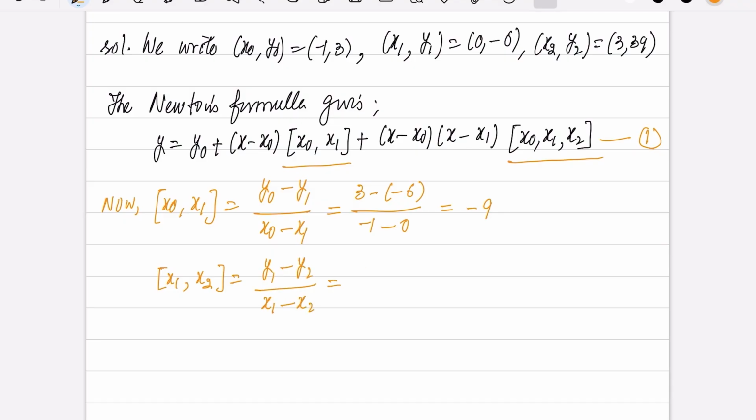So now using the values, this is minus 6 minus 39 divided by 0 minus 3. So this is equal to minus 45 divided by minus 3, which finally becomes plus 15. So therefore we can compute [x0, x1, x2].